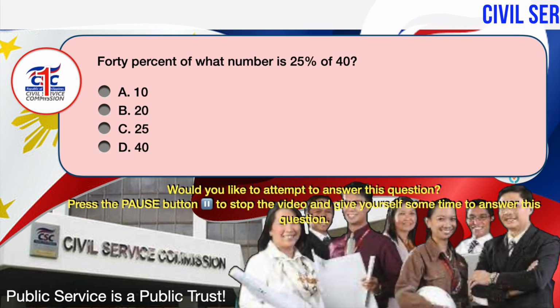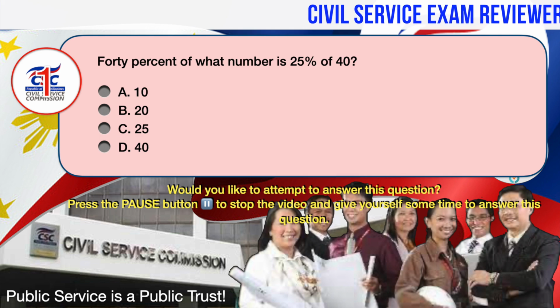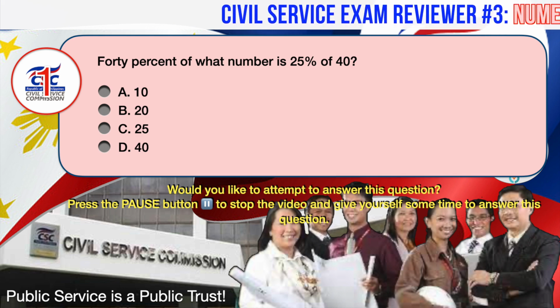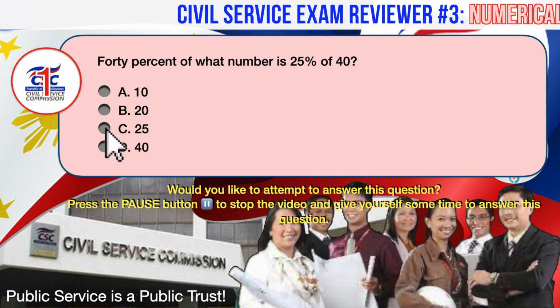Question number 1. 40% of what number is 25% of 40? A. 10. B. 20. C. 25. D. 50. The correct answer is C.